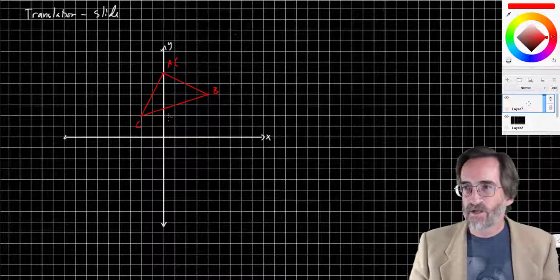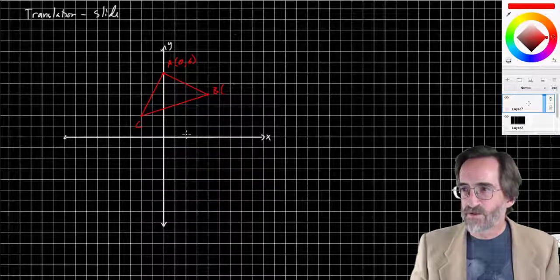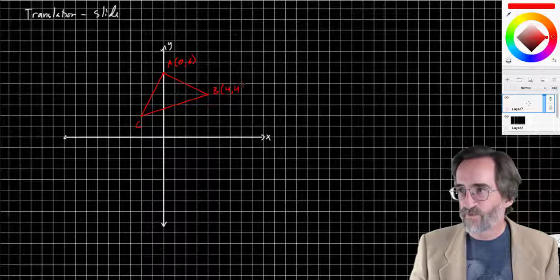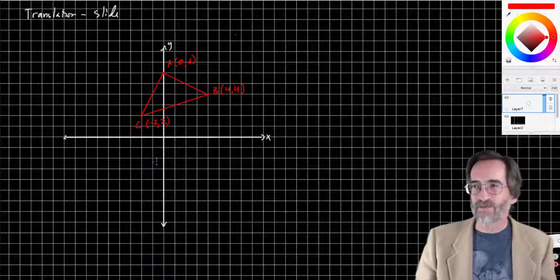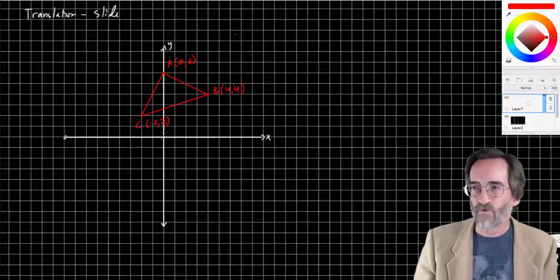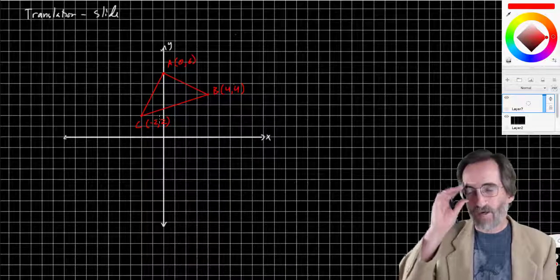So A is 0 left and right, and 2, 4, 6 up. B is 2, 4 to the right, and 2, 4 up. C is 2 to the left, negative 2, and 2 up, positive 2. So the coordinate of A is (0, 6), the coordinate of B is (4, 4), the coordinate of C is (-2, 2).